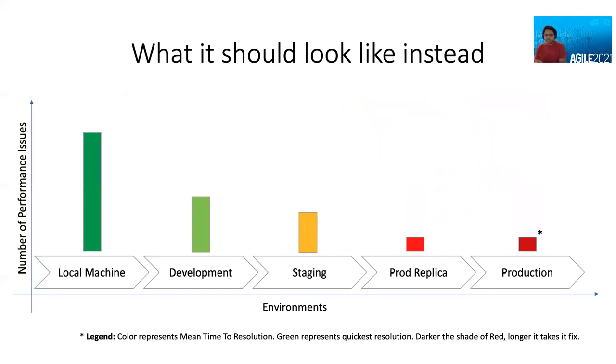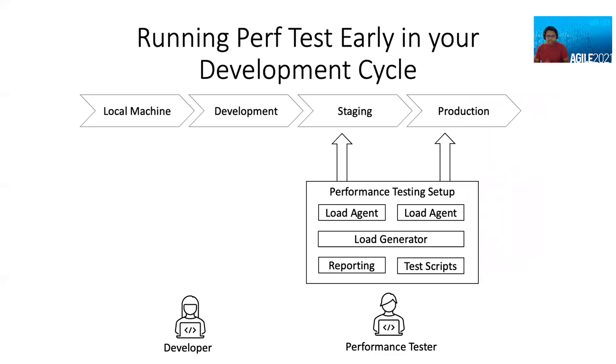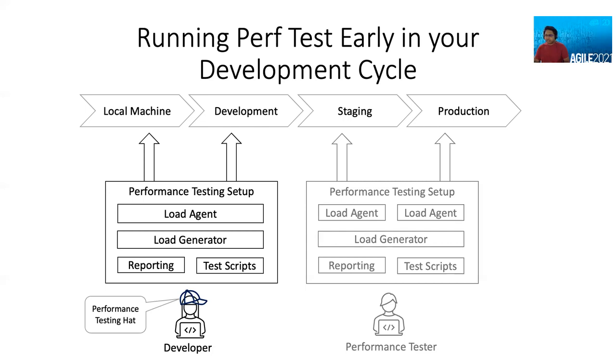Ideally, we'd like to identify most of those issues on the left-hand side. Obviously, we cannot do away with performance testing in higher environments, but at the very least, we'd like to identify most of them on the local environment for all the obvious reasons that we already discussed. That should be easy, right? This Perf tester sitting on the right-hand side, all we need to do is take that same setup where the performance testers had as a developer, take the setup and start running against local machine and development. And we start depending a little lesser on the higher environments and on the Perf tester, making their job a little easier. But that's not as easy as it is said than compared to how it's done.